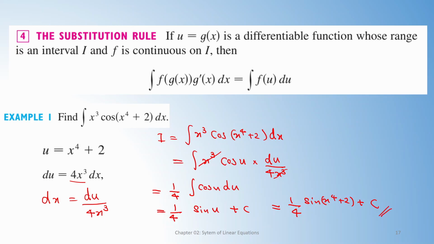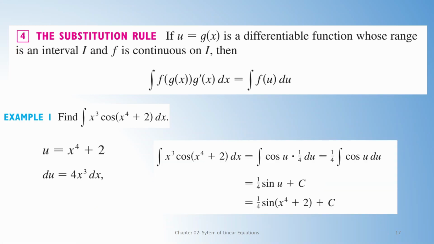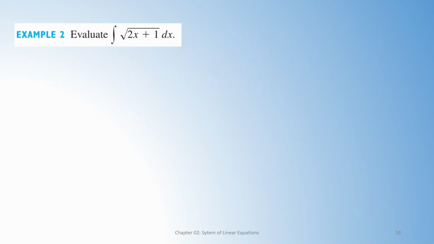Okay, so once again with more details here. Cos u, half of cos u, sine u, and replace u by x⁴ plus 2. So this rule is known as the substitution rule for integration.